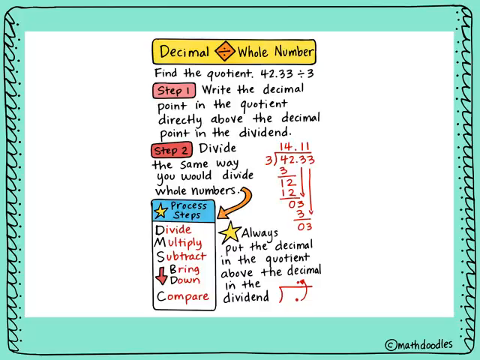Okay? So it says the steps here are divide. So 3 goes into 14, into 4 once. Then you're going to multiply. 1 times 3 is 3. You're going to subtract: 4 minus 3 is 1. And then you're going to bring down the next number.